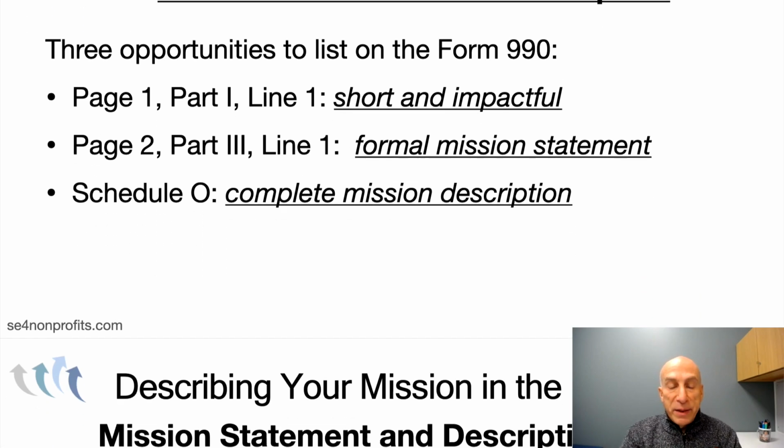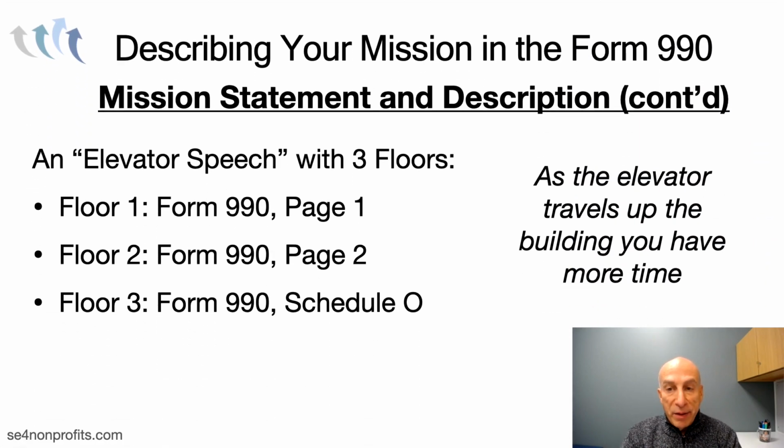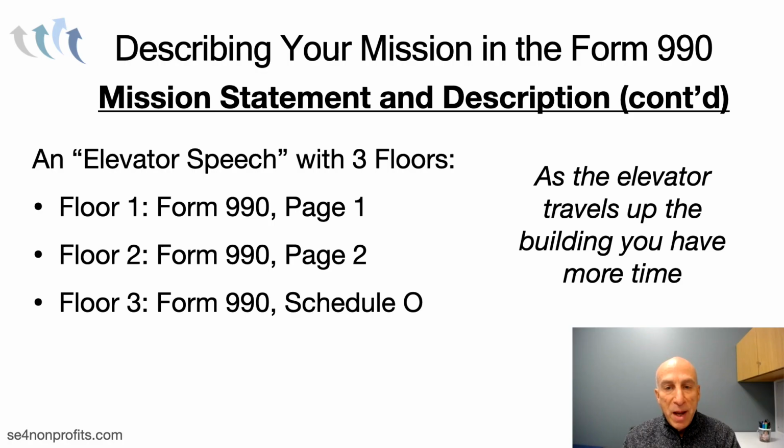So let's go back to the elevator speech tactic here. When you're trying to talk to someone about who you are and what you're passionate about, or what your organization is all about, the key framing piece for me is how much time you have in front of the person. So when it comes to the Form 990, think 3 opportunities, and each opportunity has a different amount of time for you to communicate. Each one of these 3 opportunities should be crafted separately.